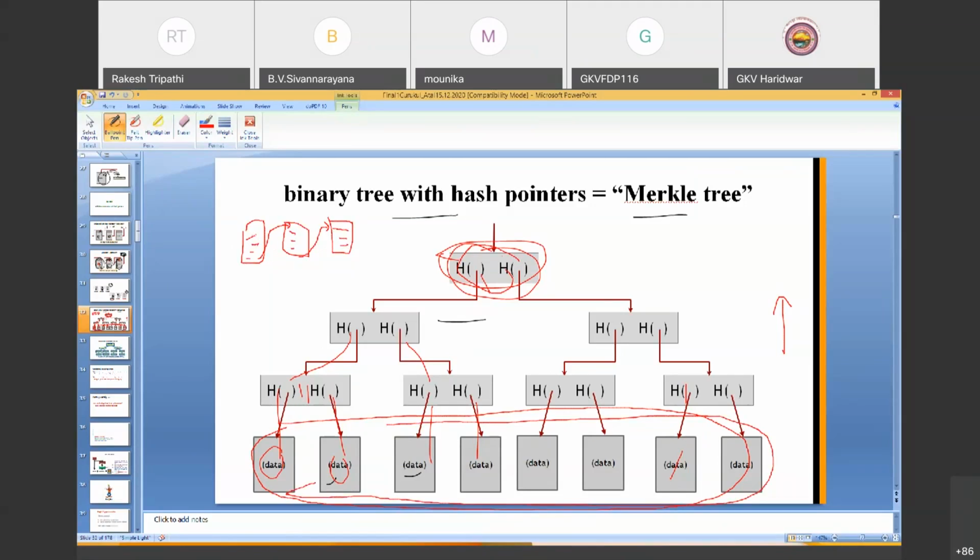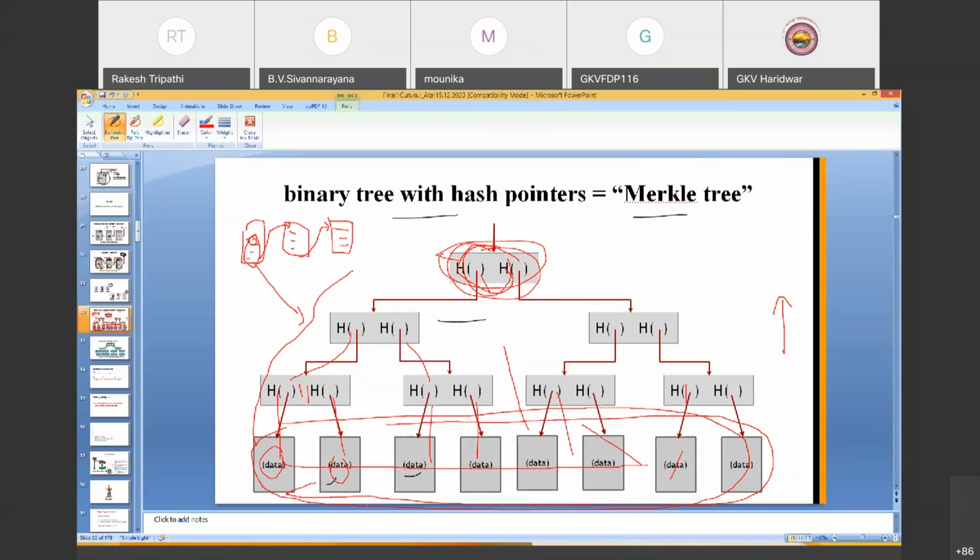Now what we can do, all transactions, how do I organize these transactions? We organize these transactions as a tree, in the form of a tree, so that all data, all transactions are the leaves, and we combine these and get a hash, and we put the hash of the tree here. The advantage of this is we can prove membership.